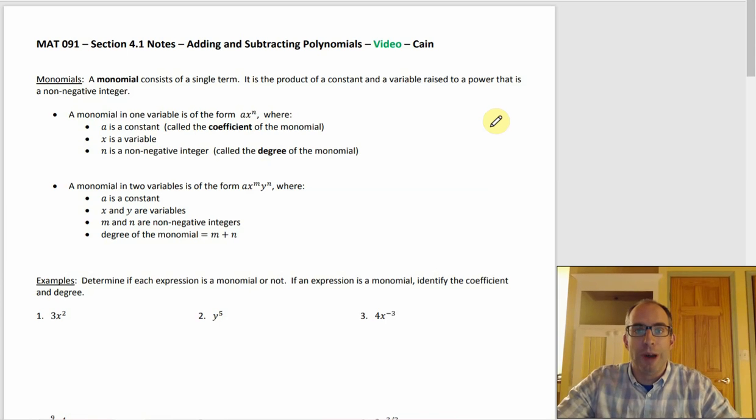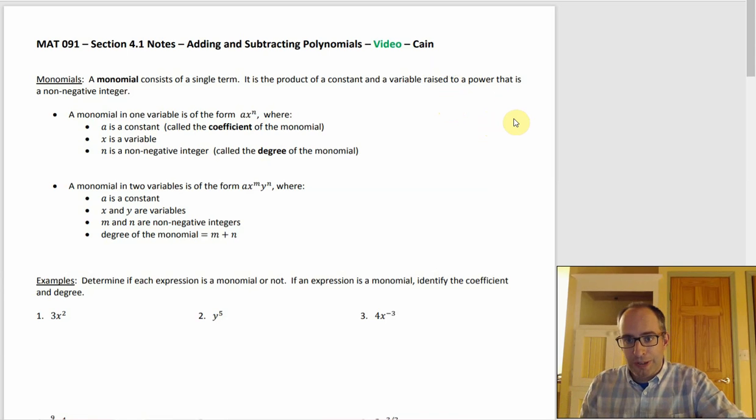And that's why it's called a monomial, because it just has the one term. So all it is, it's the product of a constant and a variable raised to a power that's a non-negative integer. That part is important. So the raised to a power that is a non-negative integer.